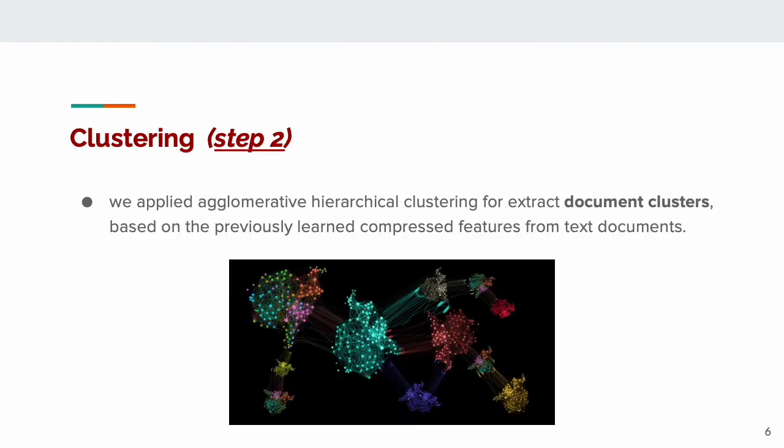Afterward, in the second step of GCTM, the clustering phase, we apply agglomerative hierarchical clustering to extract clusters of documents based on the previously obtained compressed representation.